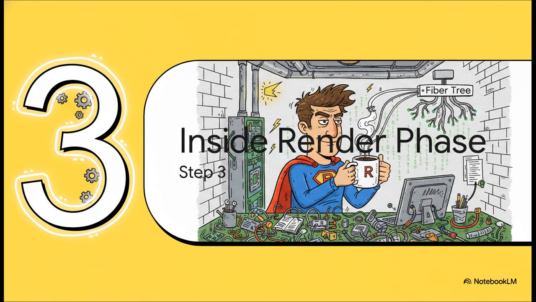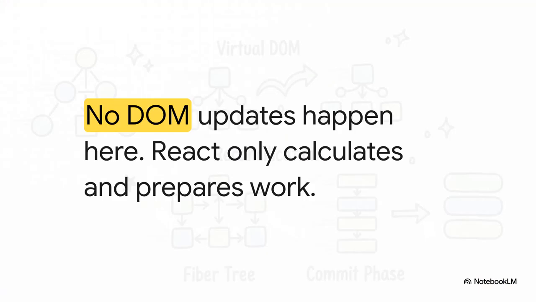Section 3. Inside the render phase. I want you to picture React as this highly caffeinated manager locked inside a hidden underground lab. And here's the crucial, absolute mind-blowing point about this lab. Wait, what? Yeah, absolutely zero DOM updates happen here. Not a single real pixel is touched in the render phase. During this entire phase, React is completely in its own head. It's calculating, it's building out those fibers, it's executing your component functions, and it's preparing the work. It is 100% a background preparation process.